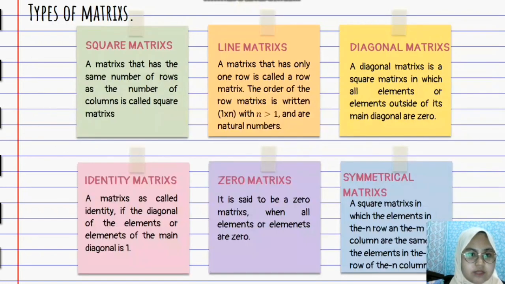And the next, types of matrix. 1. Square matrix. A matrix that has the same number of rows as the number of columns is called a square matrix. 2. Row matrix. A matrix that has only one row is called a row matrix. The order of the row matrix is written 1 times n, where n is greater than 1, and n is a natural number. 3. Diagonal matrix. A diagonal matrix is a square matrix in which all elements outside of the main diagonal are 0.